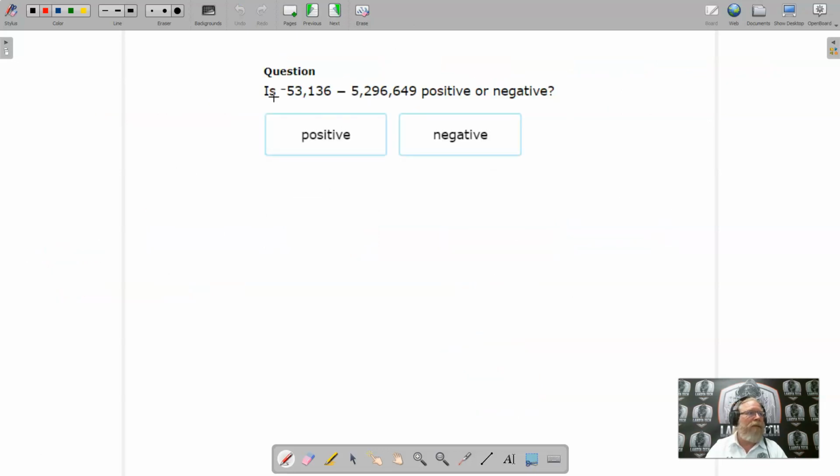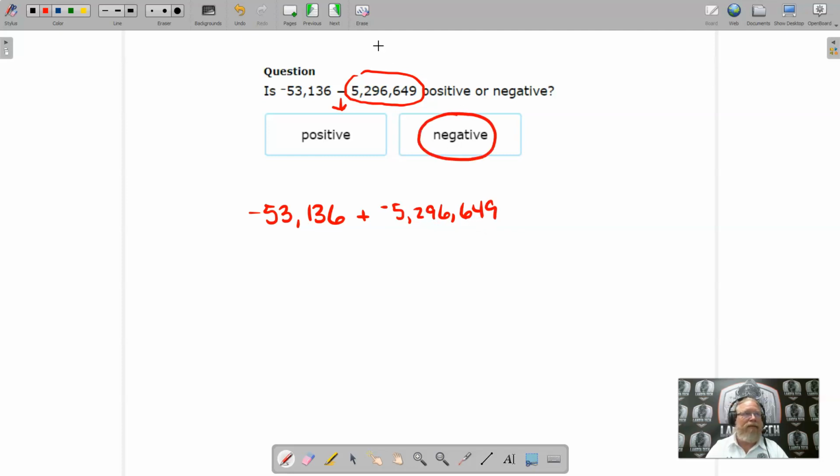Looking at a few more examples. Here we have a negative number minus a positive number. I would start doing rewrites here, but I'll do that in the next one. You don't have to necessarily write all this out. You'll get to where you can just look at it and figure it out without writing it out. So I'll go ahead and rewrite this. Negative 53,136. I'm going to change the sign to addition. I'm going to take the opposite of the number that follows. So this is positive, so it becomes negative 5,296,649. So I now have negative plus negative, so it's just going to get even more negative.